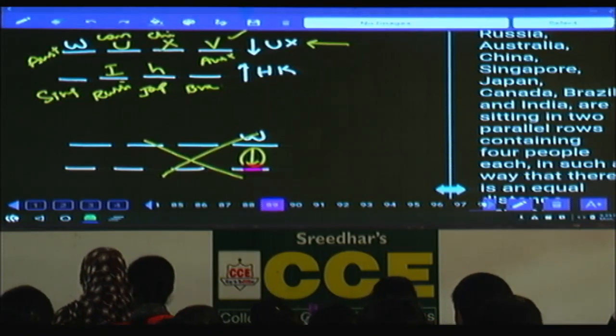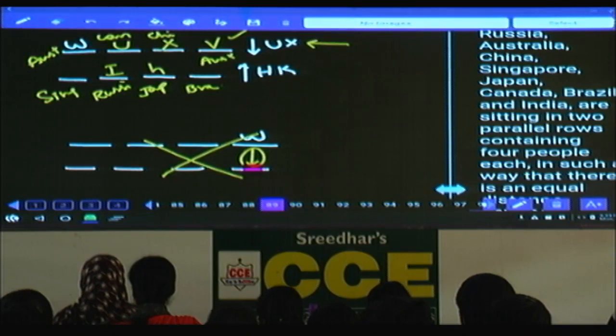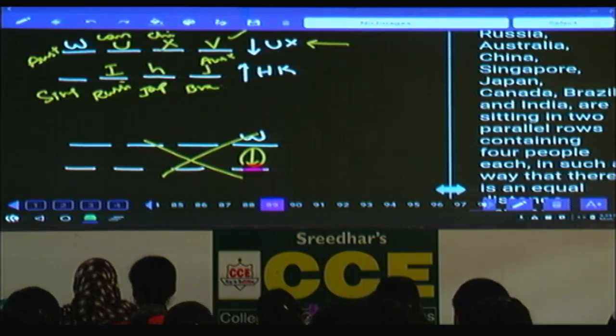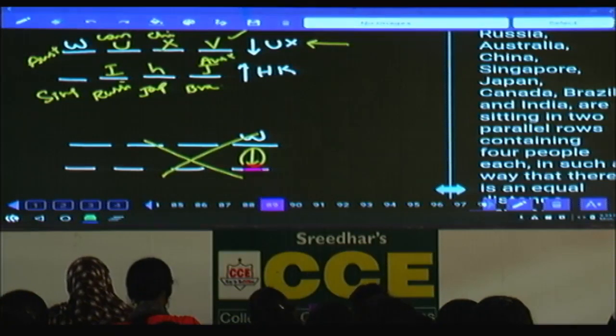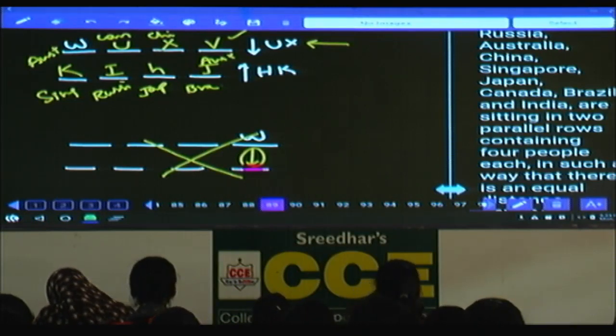The person from Russia is not an immediate neighbor of H, but not an immediate neighbor of J. And the person from Russia is not an immediate neighbor of J, isn't it? Russia is not an immediate neighbor of J. J cannot be from Singapore. Hence, J is the person from Brazil. If J is Brazil, K is Singapore. J is Brazil and K is Singapore. Done with this?